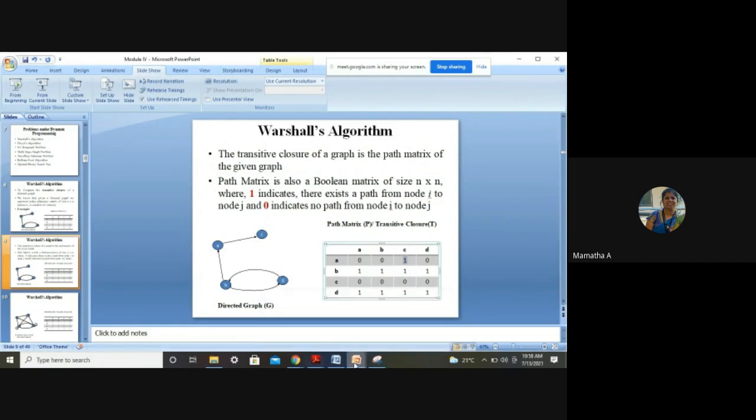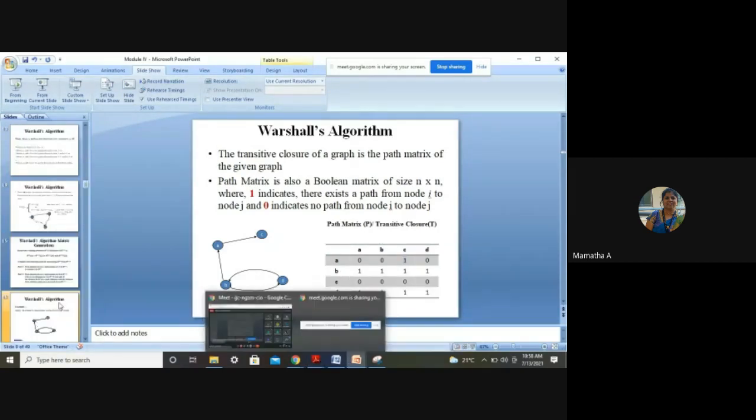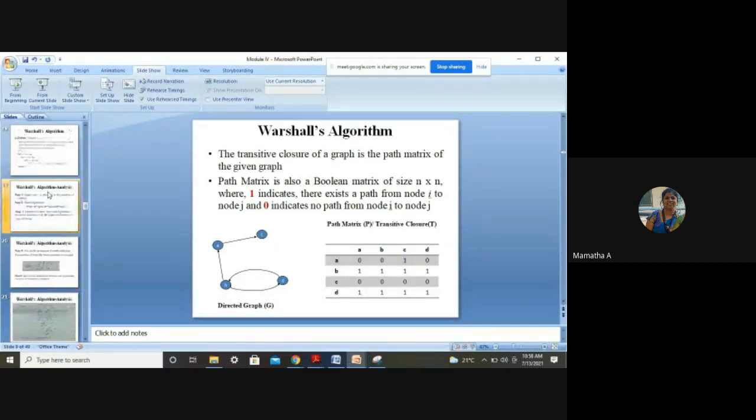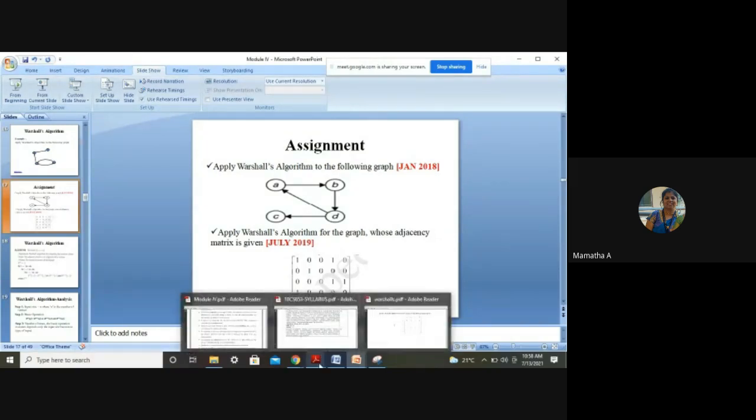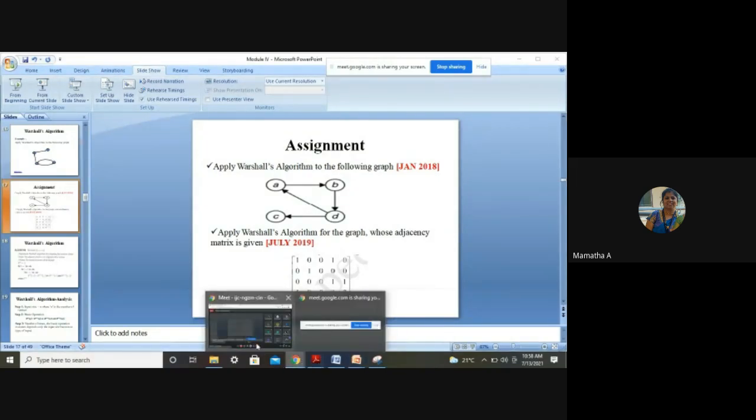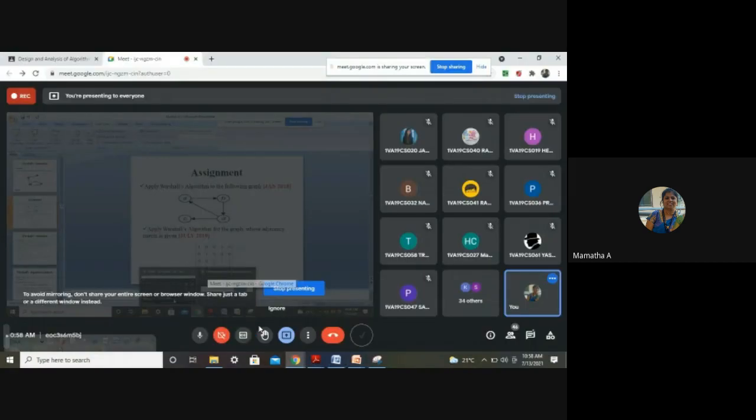I'll share the solving and the assignment also. Kindly go through it. Both you have to solve. Fine. Is that okay? Any doubts, students? No doubts? Okay.